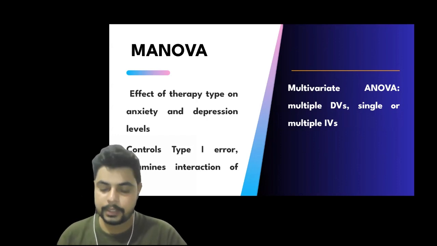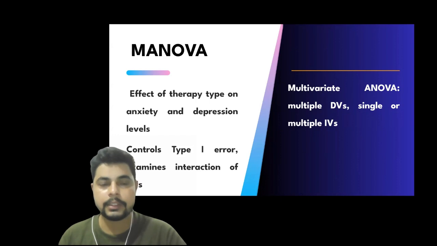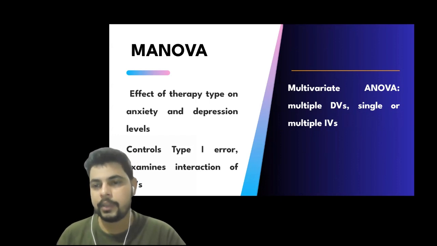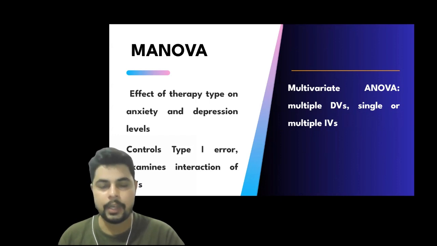And the next analysis is the MANOVA. MANOVA is basically the multivariate ANOVA. In ANOVA, we have one DV and one IV, so we check the analysis of variance. But in multivariate ANOVA, that is the MANOVA, we have multiple DVs and also a single or multiple IVs.